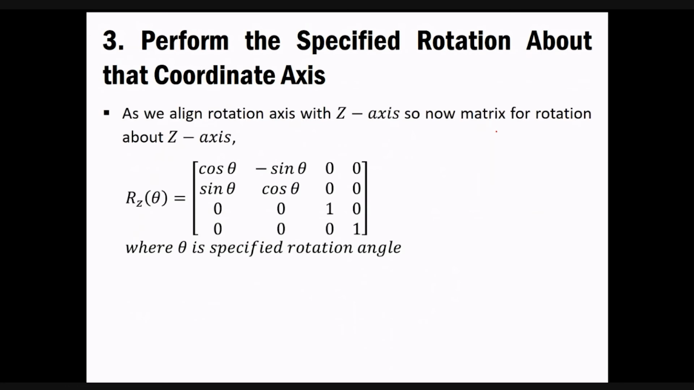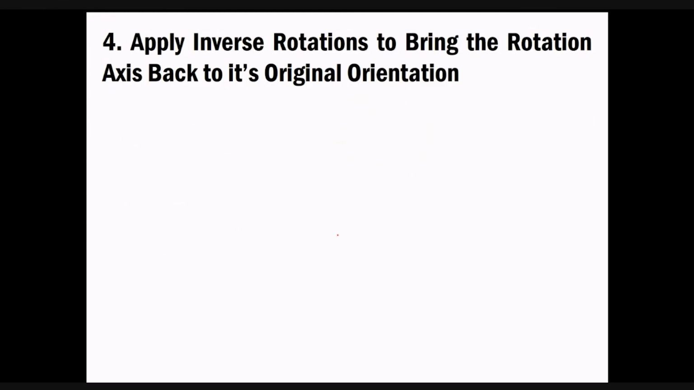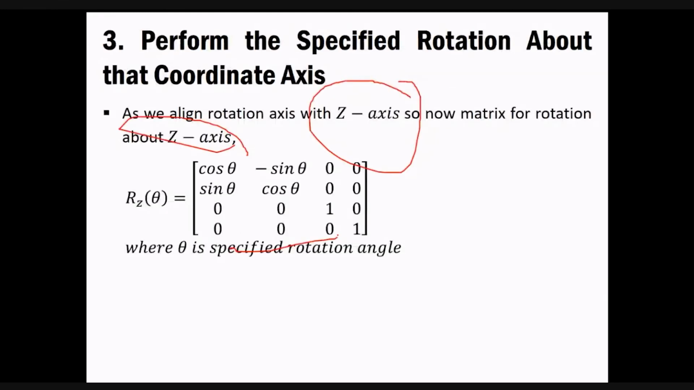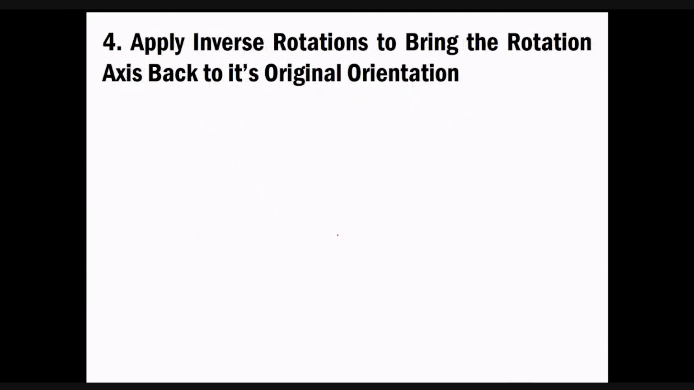Okay, so now it will get simple, because the remaining thing is similar to what you already have. If we align the rotation along the z axis, we have the matrix for rotation about the z axis, as you already have. You can simply take this into consideration.